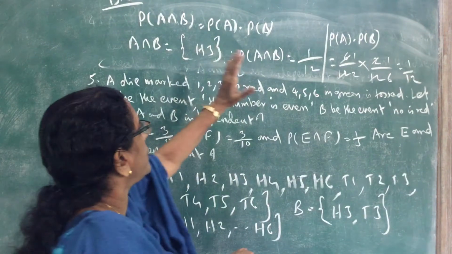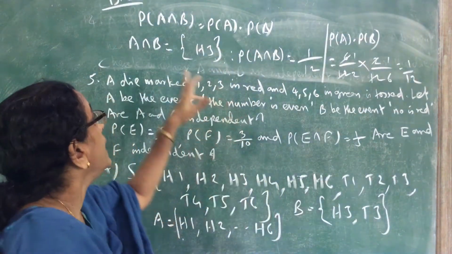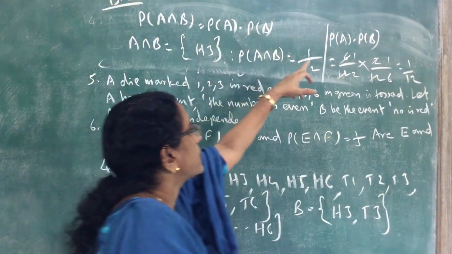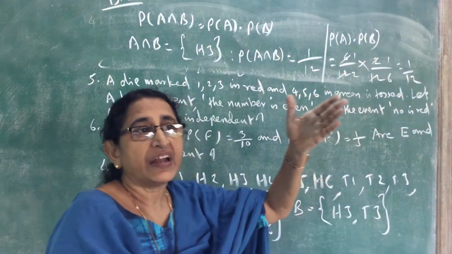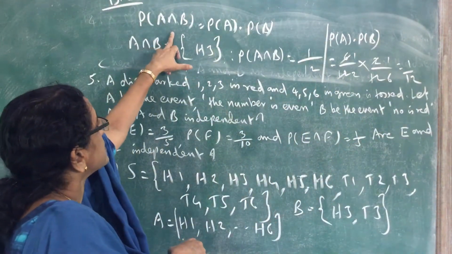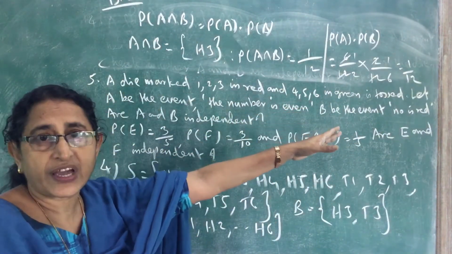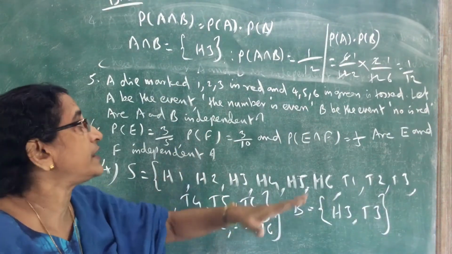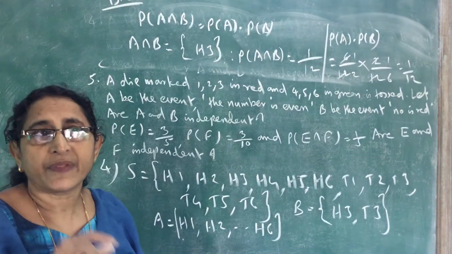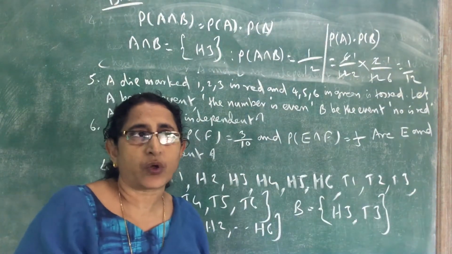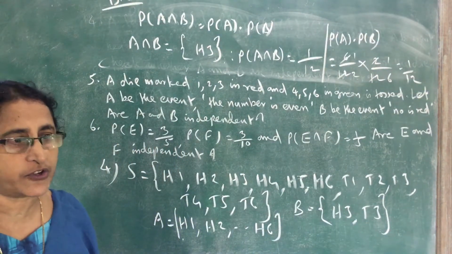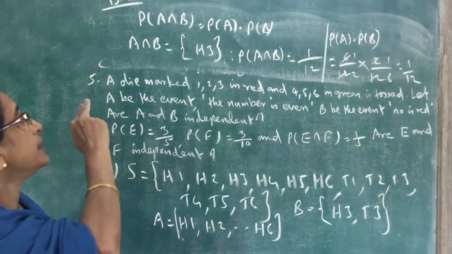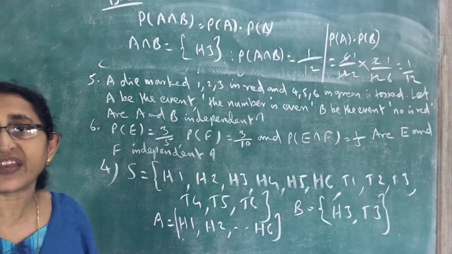So first find the probability of A intersection B, probability of A, probability of B. Then find the probability of A intersection B, that is 1 by 12. Then write probability of A into probability of B, that is 1 by 12. Then write, therefore probability of A intersection B equals probability of A into probability of B. Therefore, the given events are independent events.